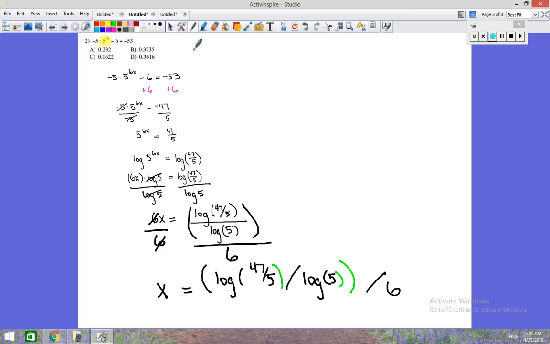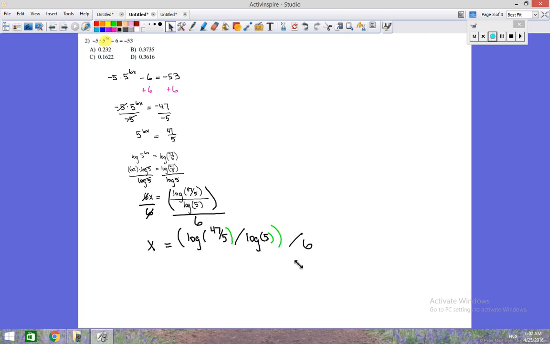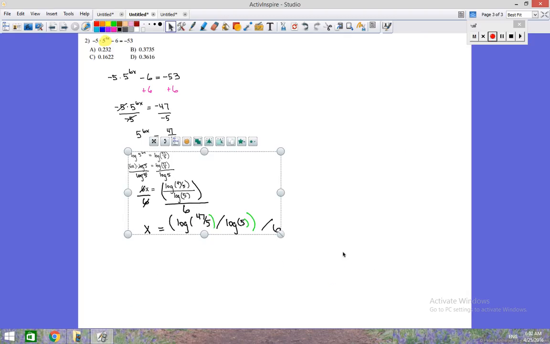So let's see what my calculator gives me as a decimal approximation, and we'll have the value of x in our solution set. All right, I've got log... All right, I have my calculator set to 4 decimal places, and I get that x is equal to 0.1134.